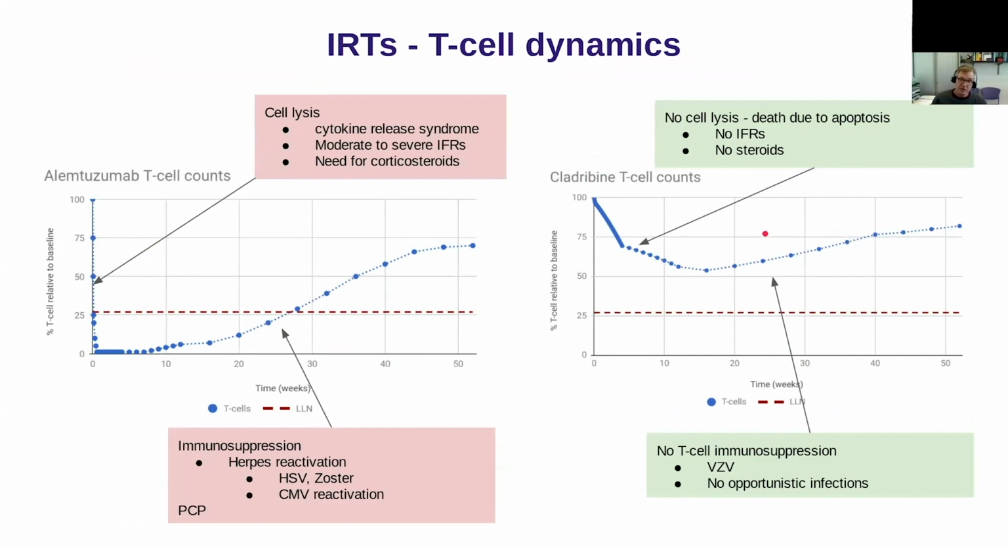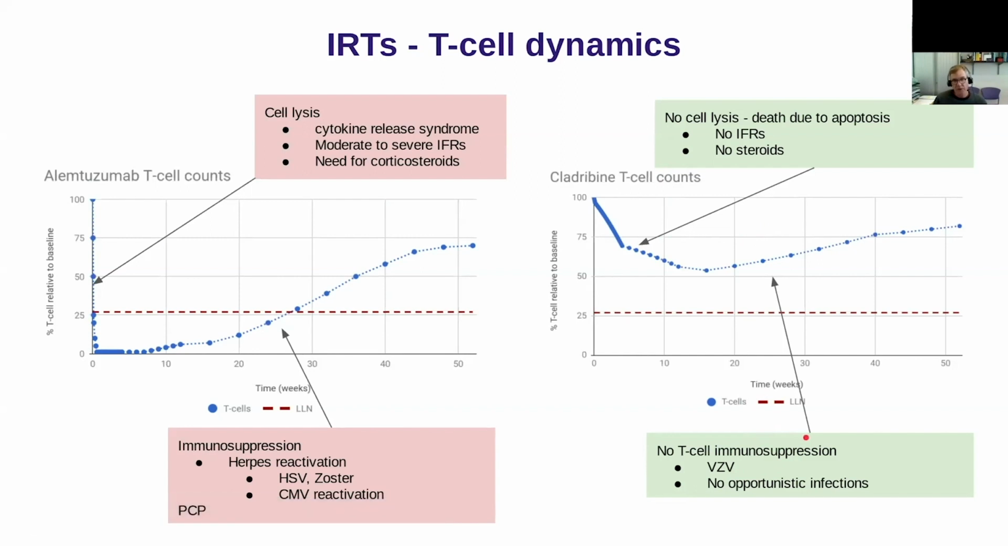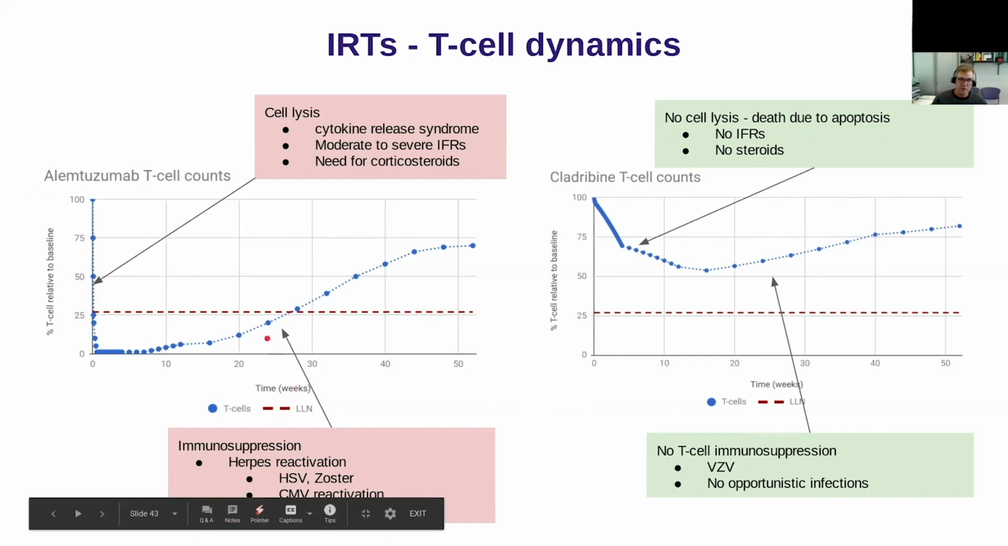Cladribine doesn't really knock T cells down very much. It reduces them by about 40 to 50%. Very few patients drop below 500, and I'll come back to that. The important thing is there's no cell lysis; it causes cell death by apoptosis. Apart from VZV, we haven't seen an opportunistic infection signal with cladribine, and we haven't seen a major or severe viral infection signal, unlike alemtuzumab, where we do.